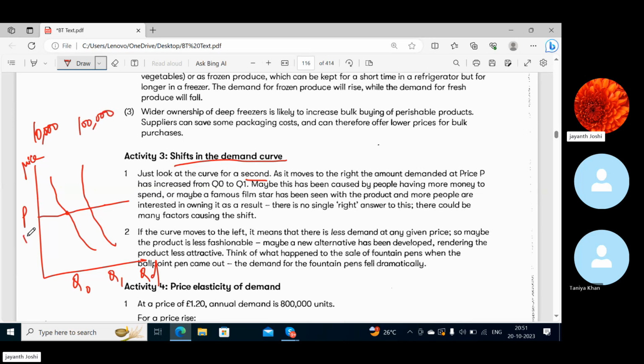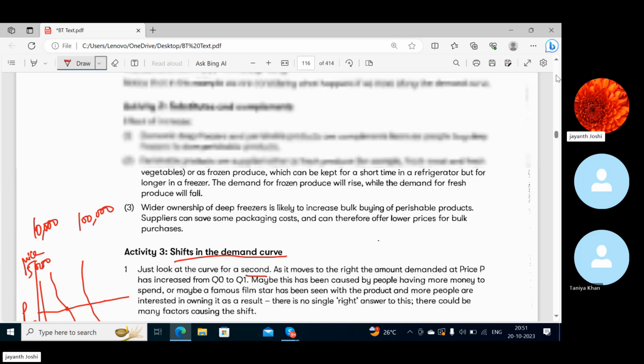The chips packet is of 100 rupees, but you want to buy more packets. First you wanted to buy just 1 packet, now you want to buy 10 packets, right? So just look at the curve for a second. As it moves to the right, the amount demanded at price P has increased from Q0 to Q1. I need not say, I have already explained everything. I think you understood that, right? And if the income goes to 5,000, your quantity demanded becomes almost 0. So you can read that, have a look through it.